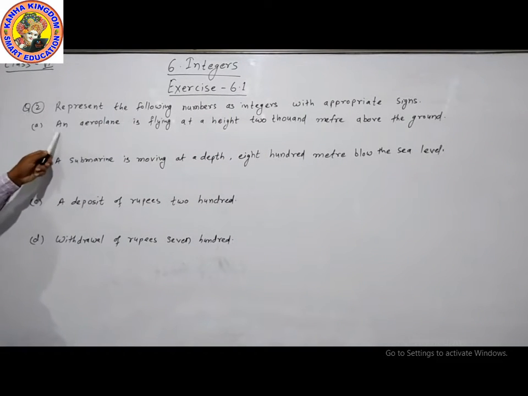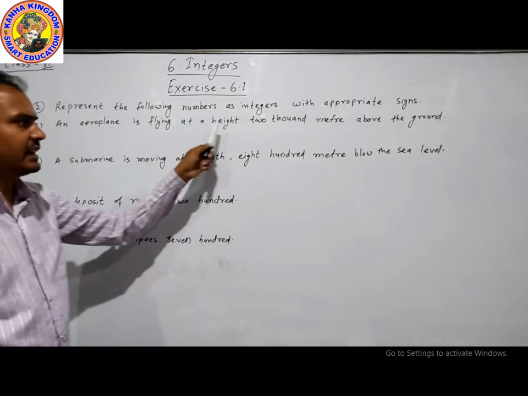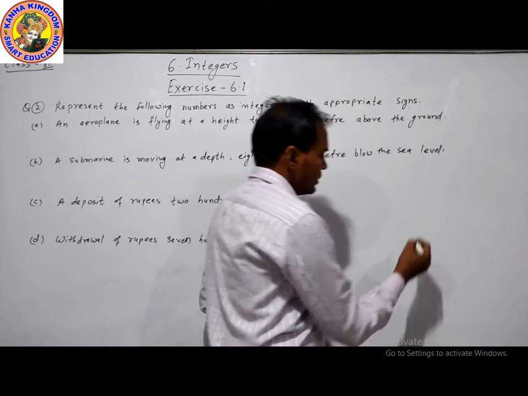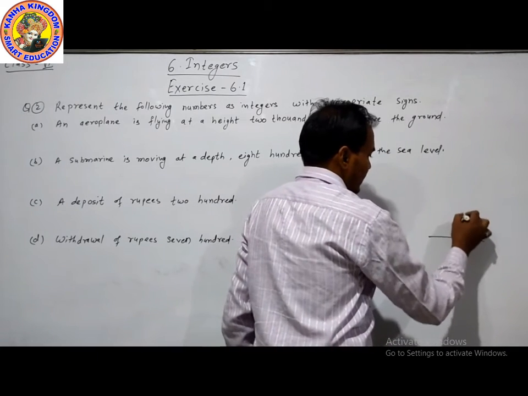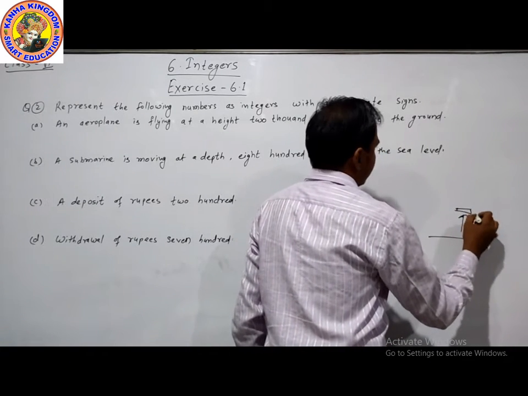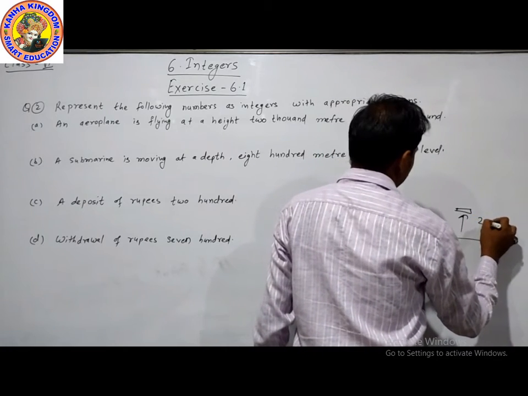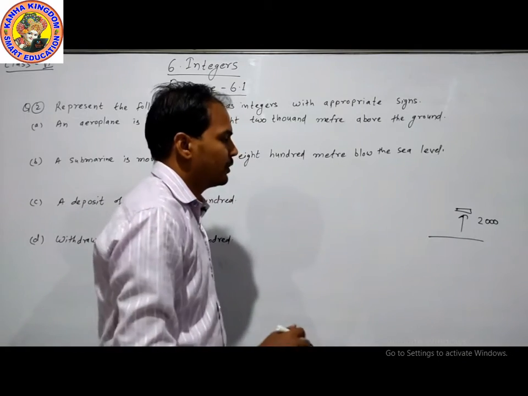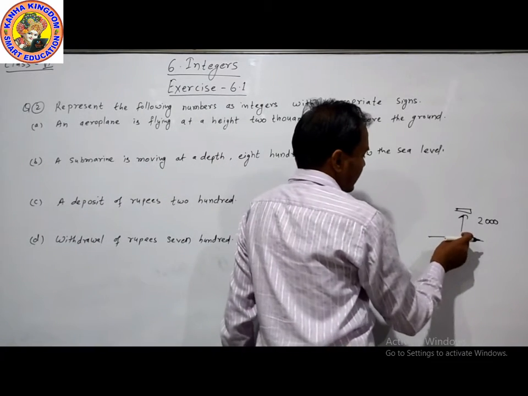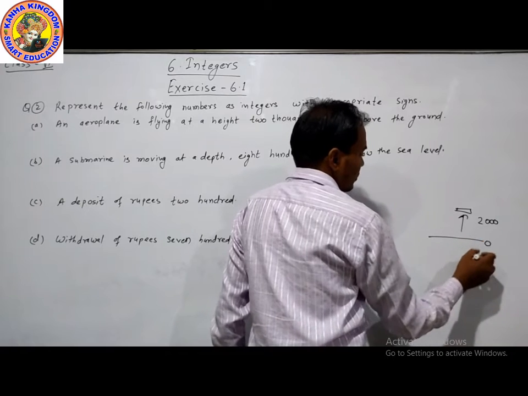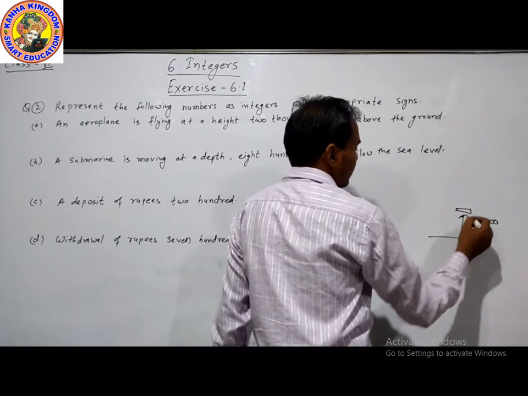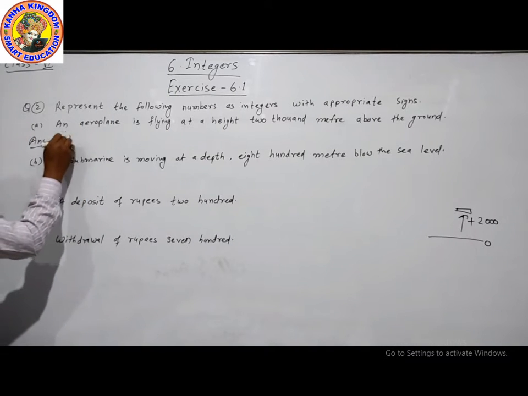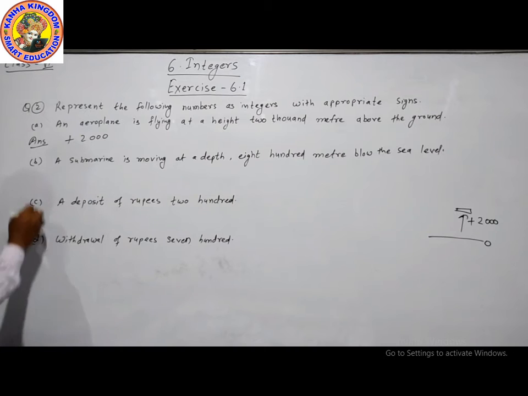First is, an aeroplane is flying at the height 2000 meter above the ground. This is our ground level. The plane is here. The plane is 2000 from above, from the ground level. We know that the ground level is 0. This is above. Above will be denoted by plus. So the answer is plus 2000.